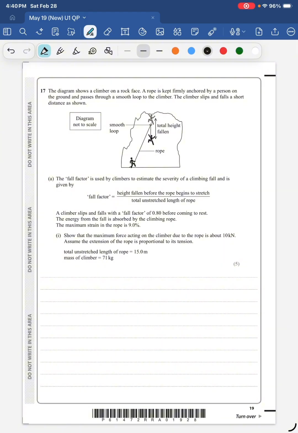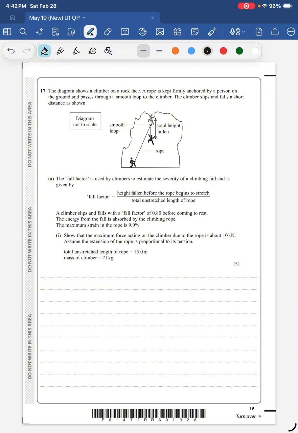So the diagram shows a climber on a rope face. A rope is kept firmly anchored by a person on the ground and passes through a smooth loop to the climber. The climber slips and falls a short distance as shown. The fall factor is used by climbers to estimate the severity of a climbing fall, and it's given by that. So the fall factor is equal to the height fallen before the rope begins to stretch over the total unstretched length of rope.